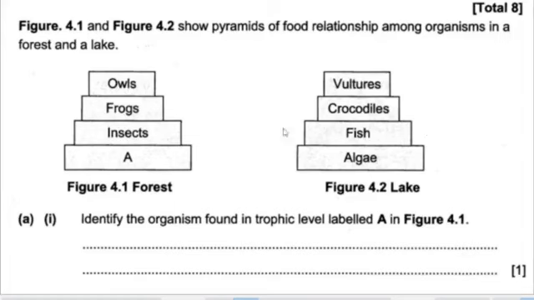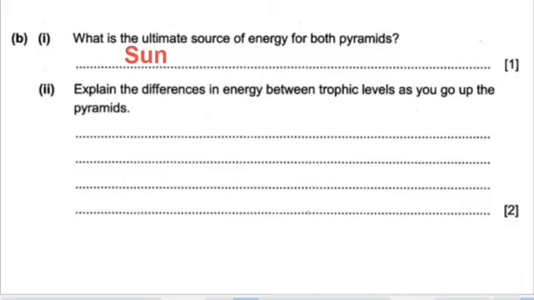Since we have two pyramids right here, and the producers are the plants that will start the transfer of food relationship going to other levels, the ultimate source of energy between these two pyramids would be the sun. That is our answer on B1. So the sun would be the ultimate source of energy for both pyramids.